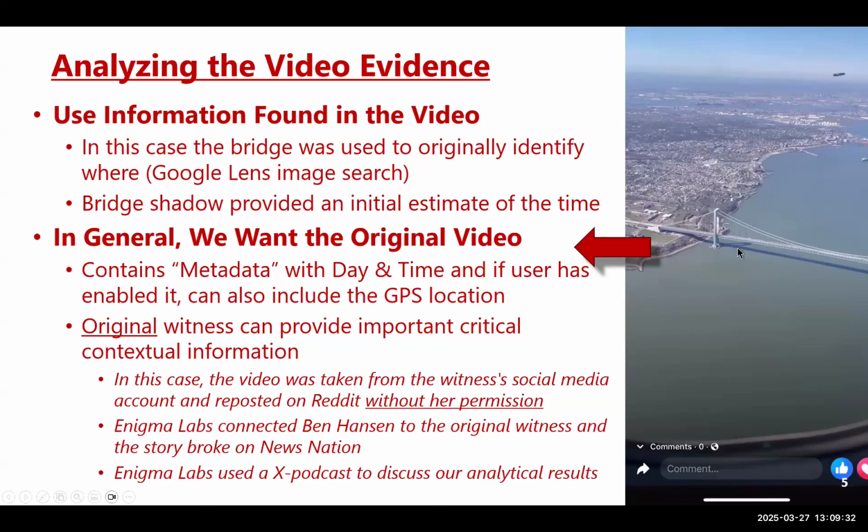There are online tools I can use. If I know the date and where, I can estimate what time of day it was just based on that shadow, and I was able to get within about 30 minutes. But part of the problem with the Reddit-posted video, or even social media, is I don't have this critical information called metadata, which has the exact day and time, at least within a few seconds or whatever the discrepancy in your phone clock is. And if the user has enabled it, I can also get GPS location.